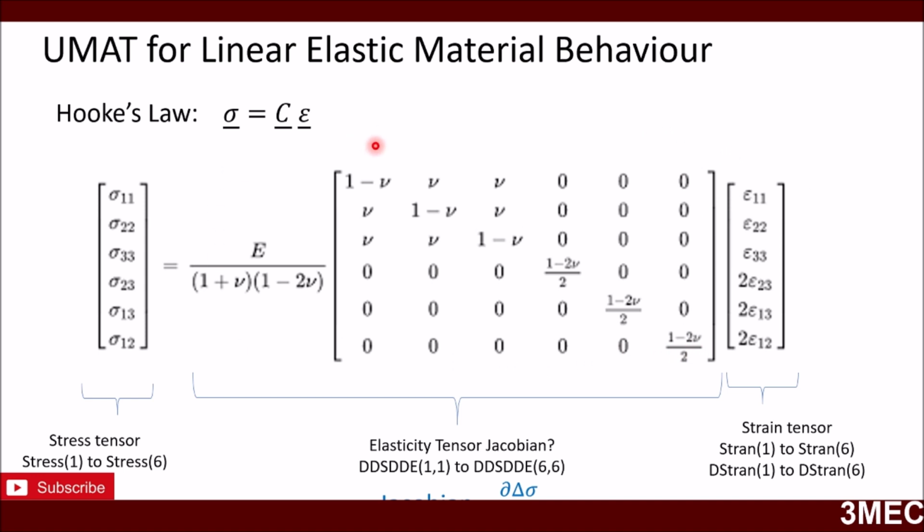In a linear elastic case, it's a simplistic problem. So this is our DDSDDE, and this is 1 comma 1, 1 comma 2, and so on. So 2 comma 2, 3 comma 2, and so on, up to 6 comma 6. So it's a 6x6 matrix. We need to compute and define this, and also compute the stresses based on the strain increment, which is d strain 1 to d strain 6. So that's what we're going to do in our code now in a very simplistic way.